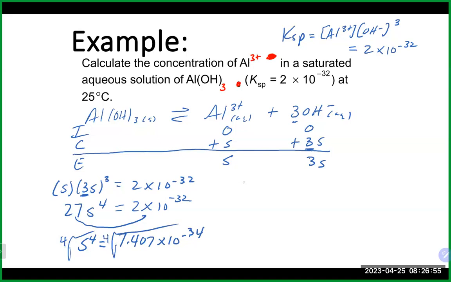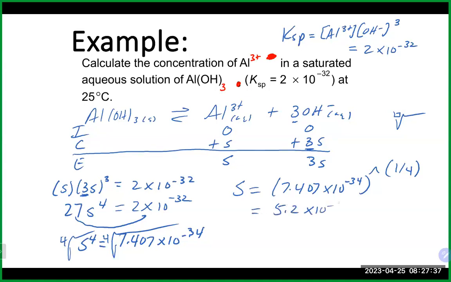On your calculator, if you're not sure, you can do that by taking the number, hitting your caret button if you don't have a dedicated root button, and doing a parentheses 1 divided by 4. We'll take the 4th root of it. Let me try that again. Let me hit the right button here. There we go. All right, looks like you got an S of like 5.2 times 10 to the minus 9.